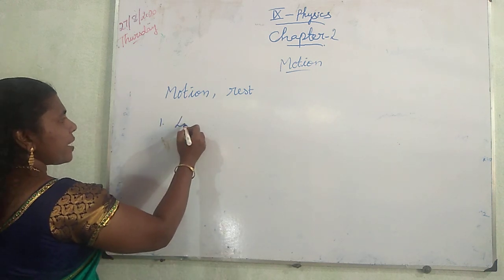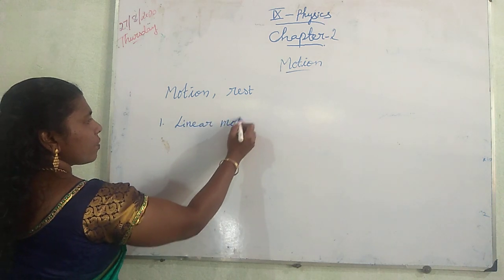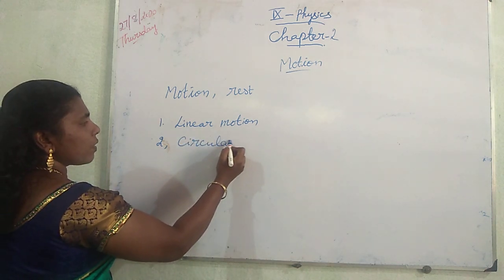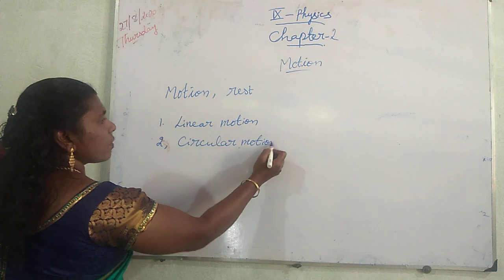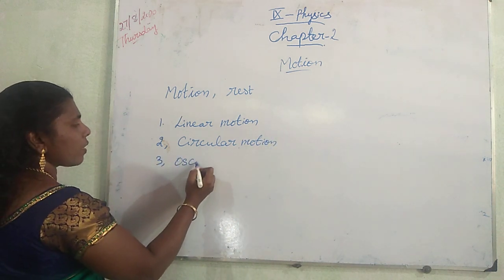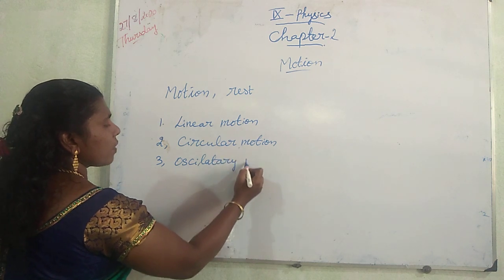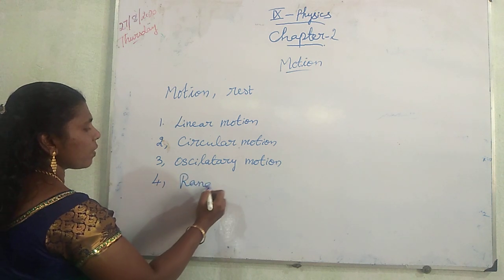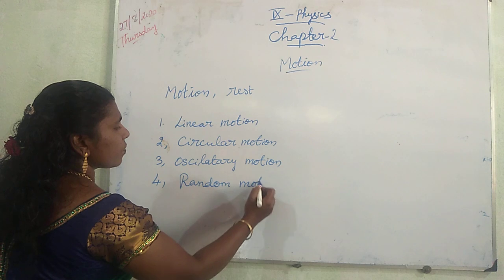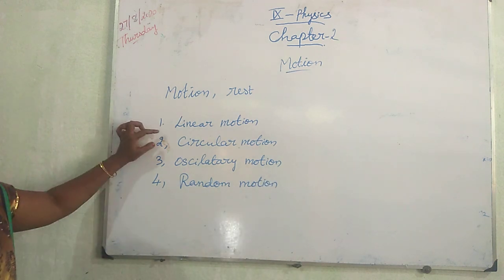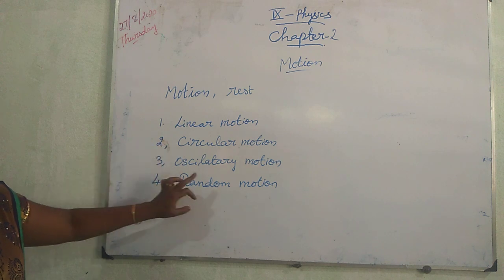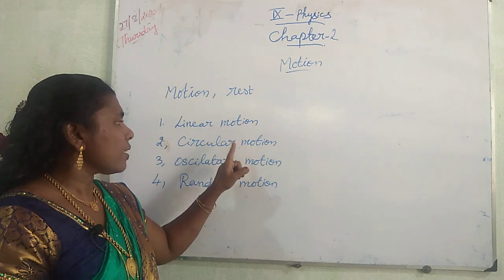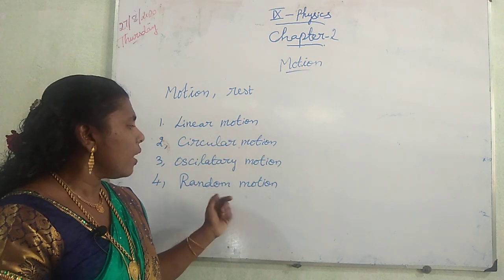First one, linear motion. Second one, circular motion. Third one, oscillatory motion. Fourth one, random motion. See the types of motion: linear motion, circular motion, oscillatory motion and random motion.